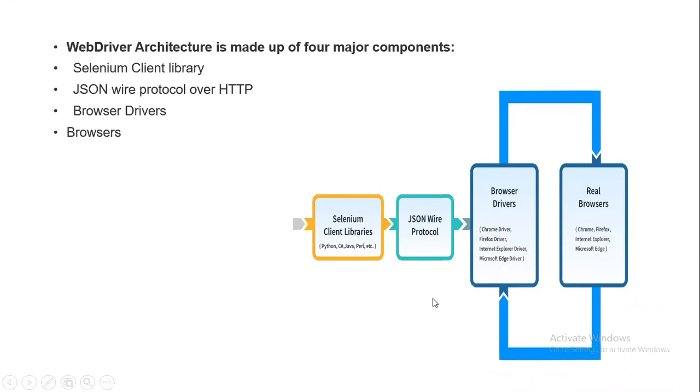Then it executes and gives the result of whatever test you are doing, whether it is working properly or not. Otherwise, it throws an exception and tells you what the problem is, why your test is not successful, why your automation is not successful.